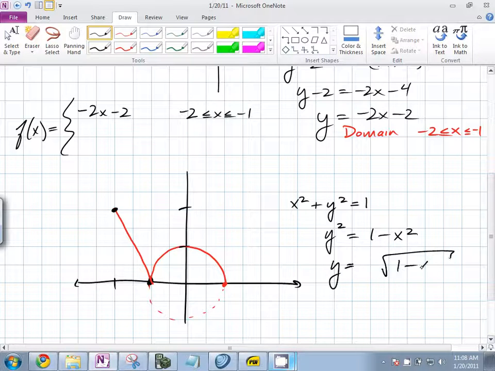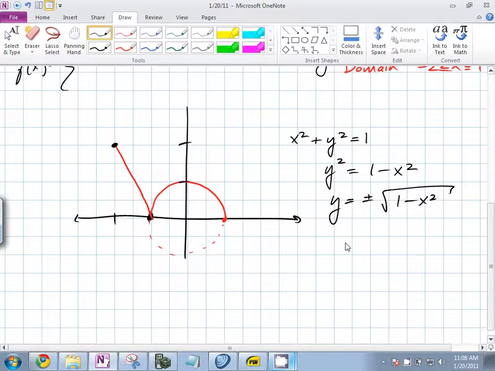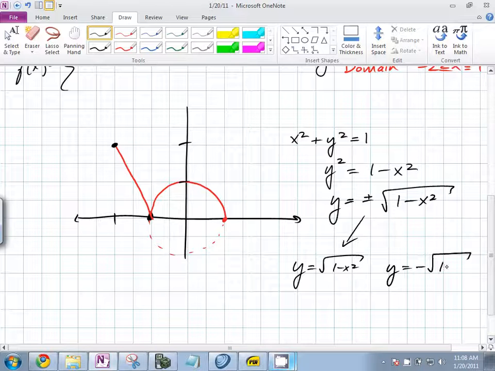And someone said it over there, positive or negative that. When you add in a square root, you have to do positive or negative. So you really have two functions here. You have y is equal to the square root of 1 minus x squared, and y is equal to negative square root of 1 minus x squared. One of them is the top half, one of them is the bottom half. How do you go about figuring out which one is which?